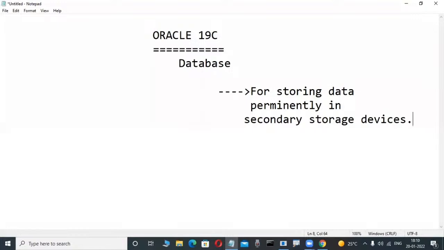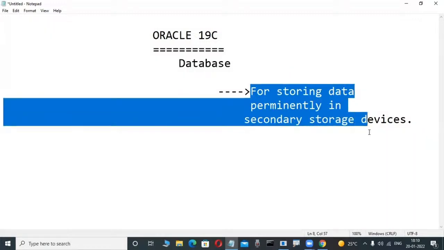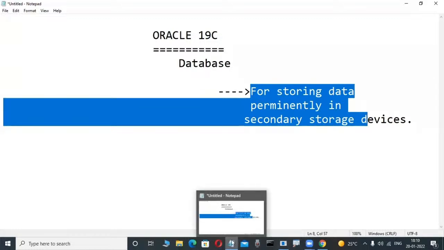That's why Oracle is a product from Oracle Corporation, with some version number. This is a database product, one of the popular databases. But what is the purpose? For storing data permanently in secondary storage devices. Now slowly observe here. Actually, so many database applications are there worldwide. 90% of software applications depend on a database. Without a database, it is impossible to store the data.